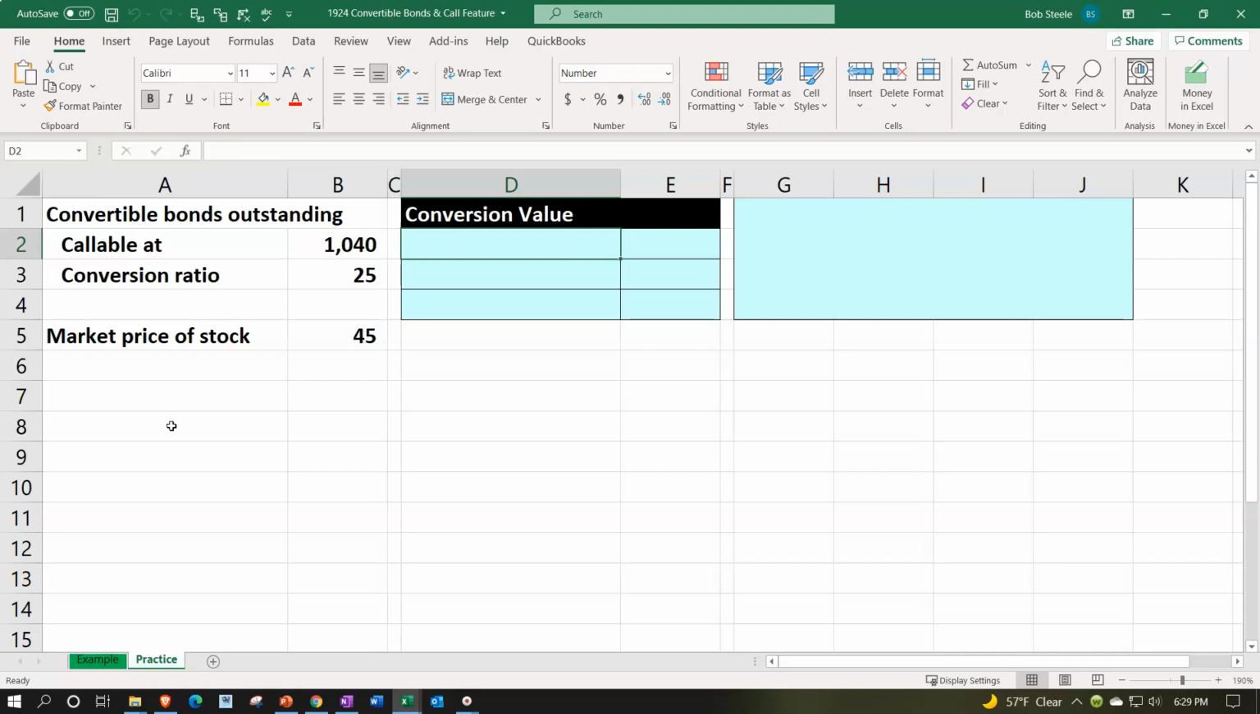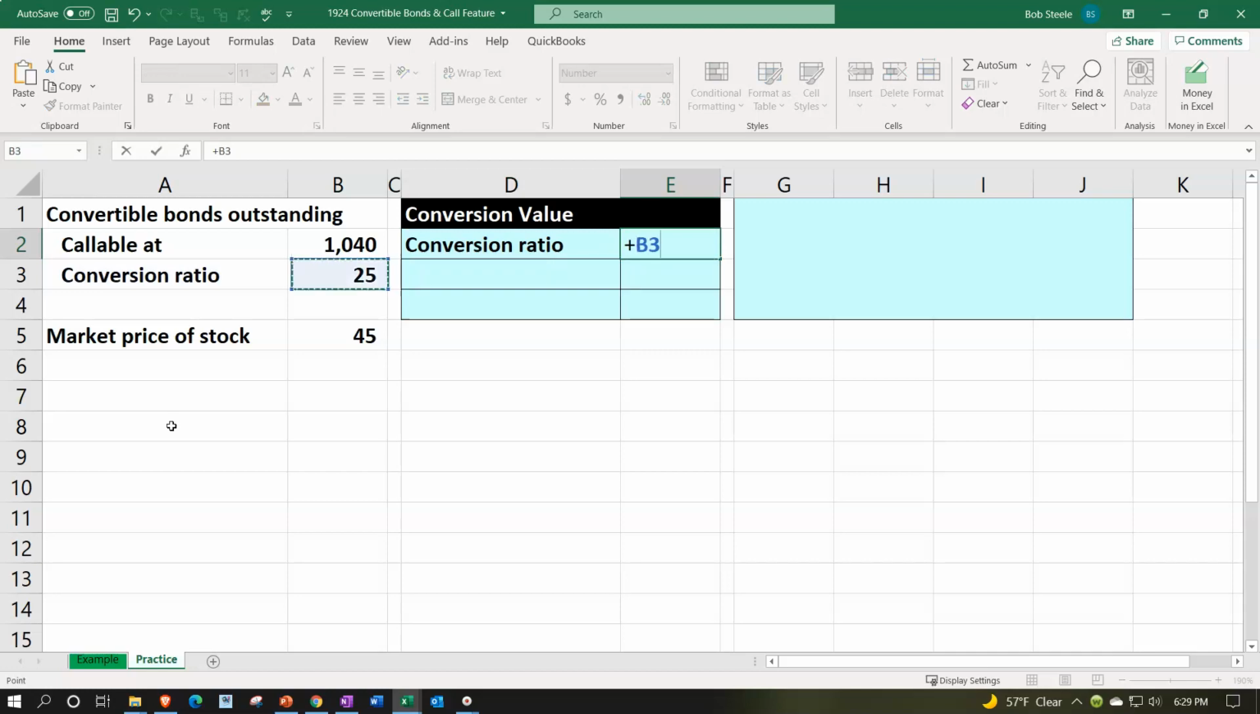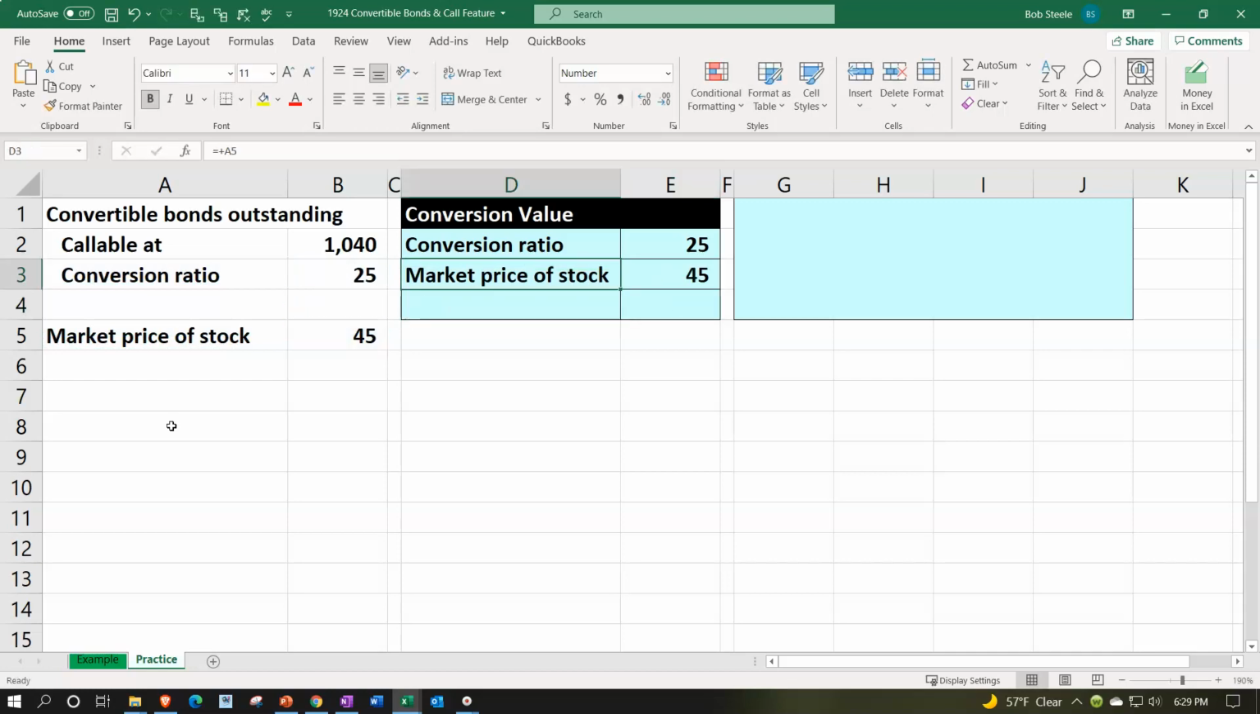We'd say, okay, let's calculate the conversion value. What would the value be if we exercise the conversion option? We'd say, okay, the conversion ratio is going to be 25 shares, and the market price of the shares, if we were to convert them, is 45. So let's go ahead and put an underline here, font group and underline. That means our conversion value would then be the 25 shares that we would then have after the conversion times the $45 per share, which would be the 1,125.